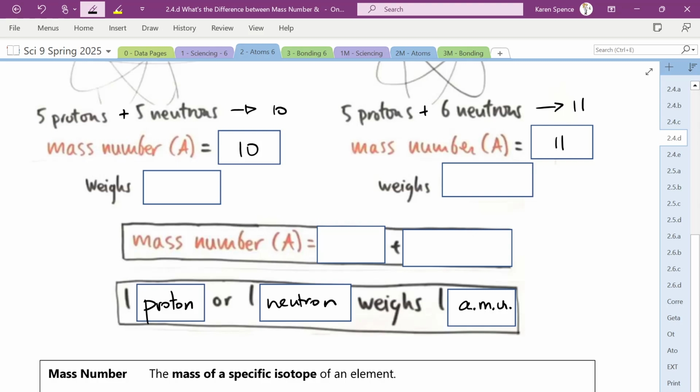All right, so if we have a mass number of 10, that means it weighs 10 AMU. And if we have a mass number of 11, that means it weighs 11 AMU. So mass number is the protons plus the neutrons. And now I would like you, make sure you have your periodic table out.